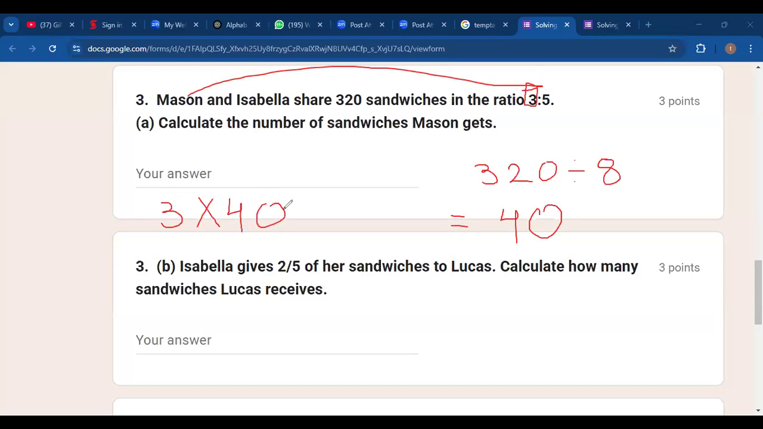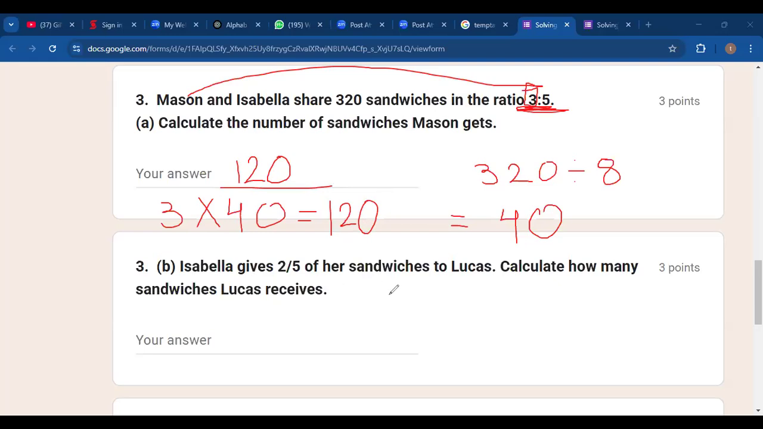Mr. Petit, where did you get 8 from? Where did I get 8? Because 3 plus 5 is 8. That's how I got 8. Then 3 times 40 is what? 100 and what? Hello, Genesis? I couldn't find the mic button.